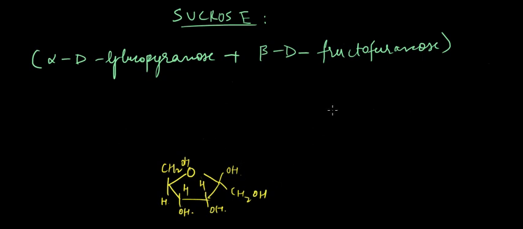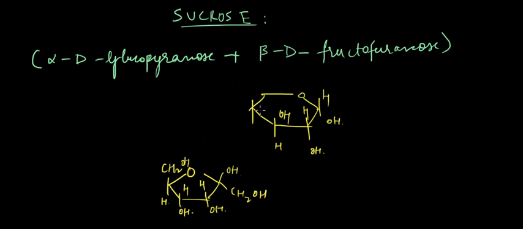And what is the structure of alpha D glucopyranose? Alpha D glucopyranose would be something like this, with H here, OH here, OH, and similarly we'll have HO, H here and CH2OH and H here. And if it were beta D glucopyranose, then this OH would be coming above the plane and this H would be going below the plane.